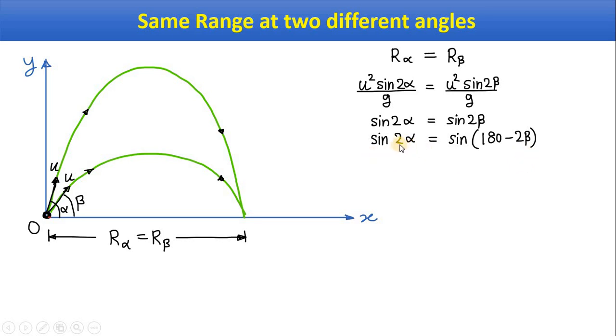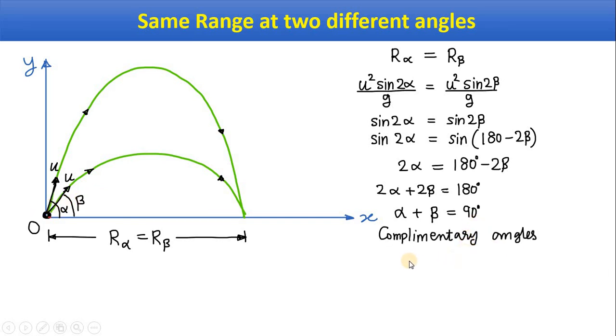Now we can say, by comparing LHS and RHS, that 2 alpha should be equal to 180 minus 2 beta. Then bring this minus 2 beta to the left side. We'll get 2 alpha plus 2 beta is equal to 180 degrees. Now dividing the entire equation by 2, we'll get alpha plus beta is equal to 90 degrees. So this is the final answer: these two angles, alpha and beta, should be complementary angles.